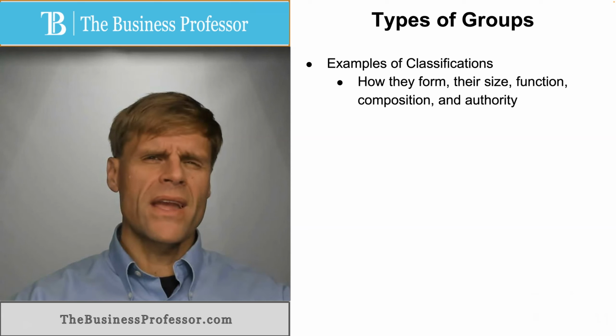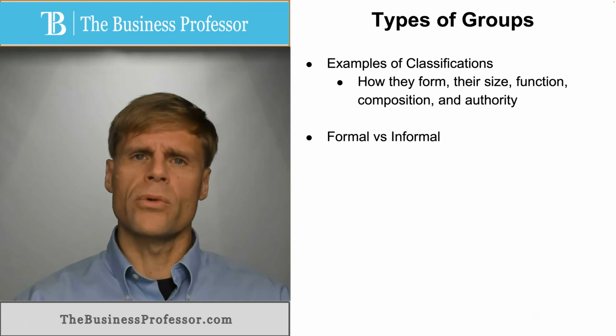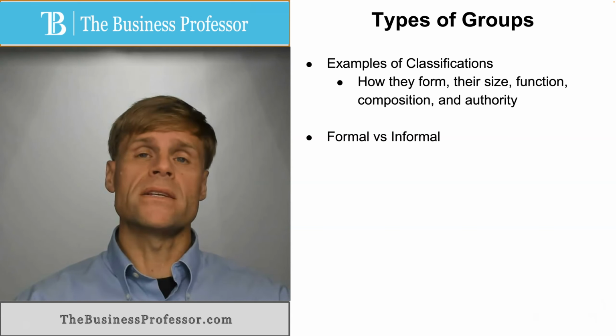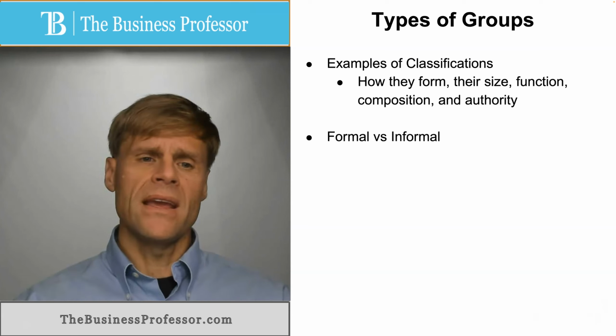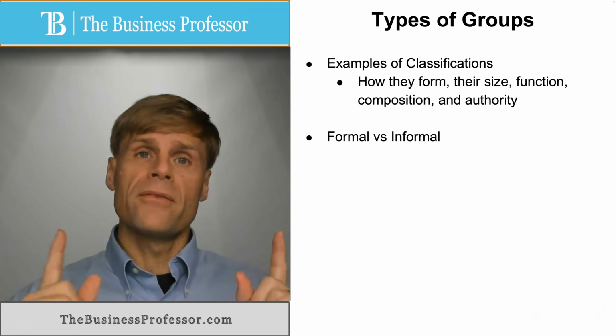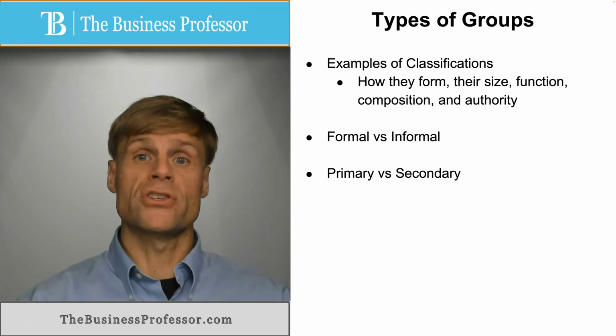Some lesser known categorization or types of groups include formal versus informal groups. This goes to the authority that authorizes the group and their underlying purpose. Informal groups tend to have less of a direct purpose. Formal groups tend to be authorized by an authority for a specific task or function.